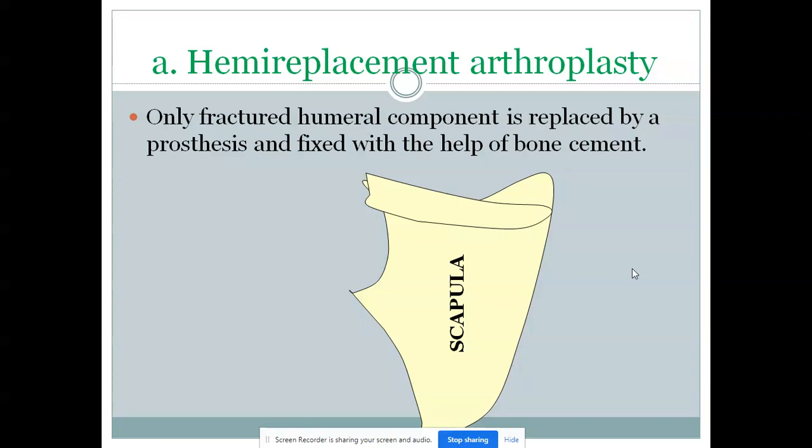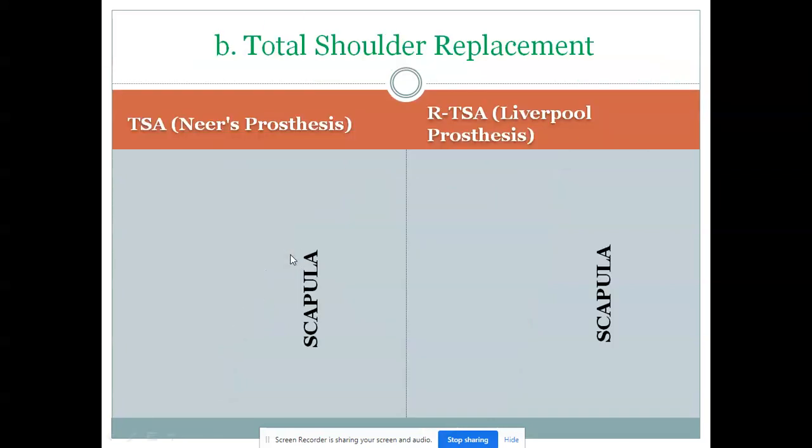Coming to the scapula, as I already told, consider only the humeral head to be replaced in hemi replacement. When you're looking at the glenohumeral joint, the scapula here is left unreplaced. When you want to replace the humeral head, this is nothing but your prosthesis similar to your THR. The prosthesis used in the hip joint is similar to that used in hemi replacement arthroplasty of the shoulder joint, which also has a head and a stem.